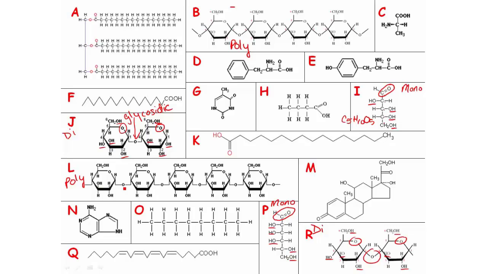So all of those, the disaccharides and the polysaccharides, do contain some glycosidic linkages. All of them were constructed using dehydration reactions, and all of them could be taken apart if we were to use a hydrolysis reaction.